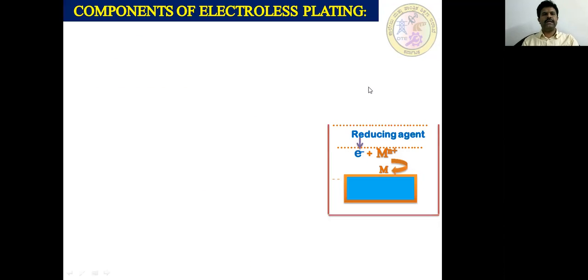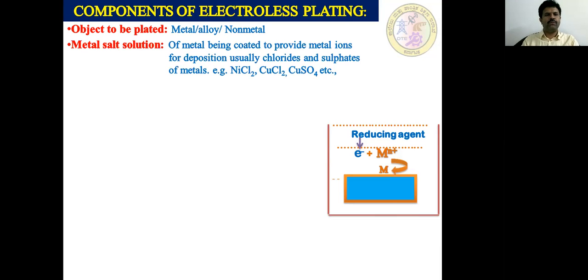So next, what are the components required to conduct electroless plating? Very important, the object to be plated. It may be metal, alloy, or non-metal. Both metals, alloys and non-metals, we can all use for plating here. The second important component is the metal salt solution of the metal being coated.